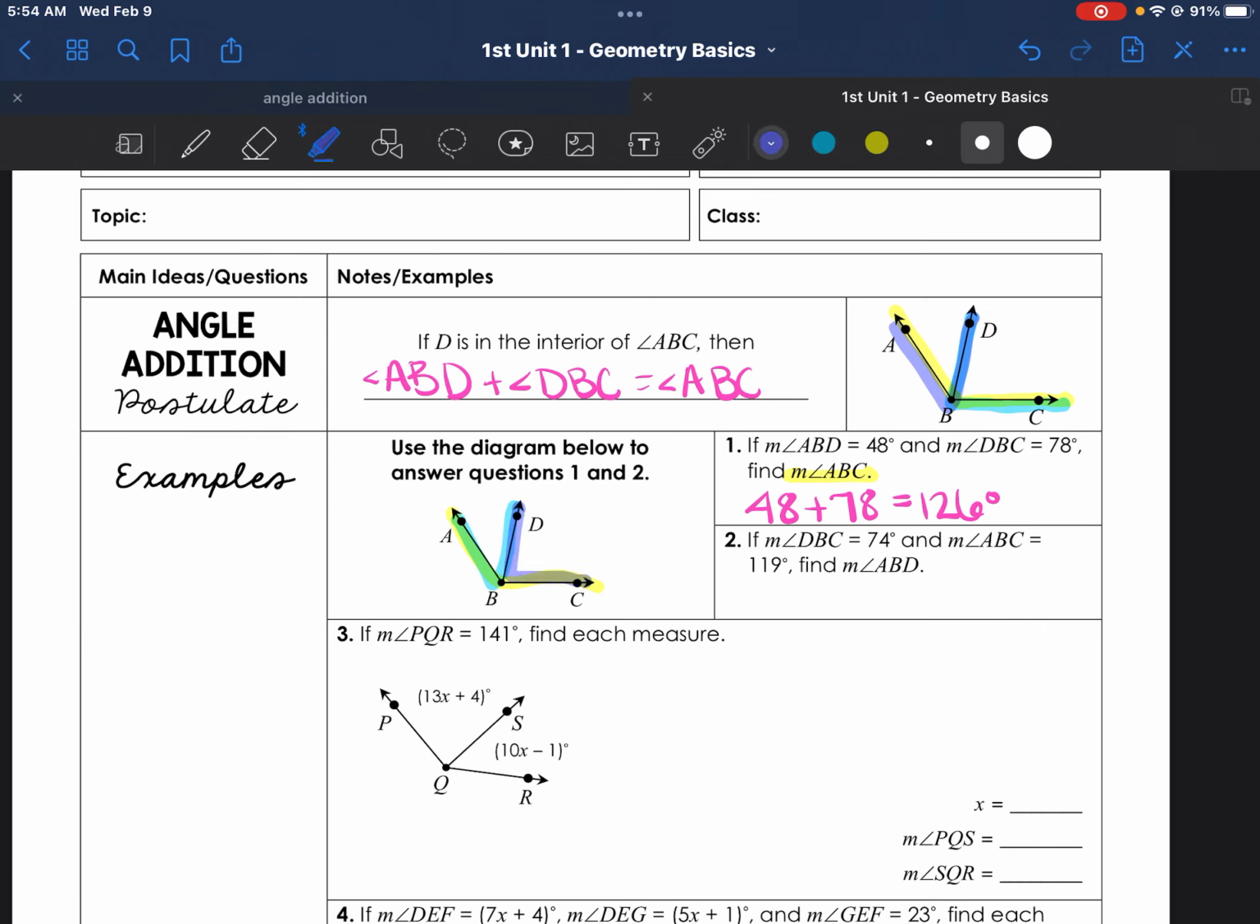That's just number one. Now, let's look at number two. It says DBC is 74 degrees, while ABC, that's this big angle, is 119 degrees. So that means if I have the big angle and I have part of the little angle, I need to subtract those two to figure out the remaining angle.